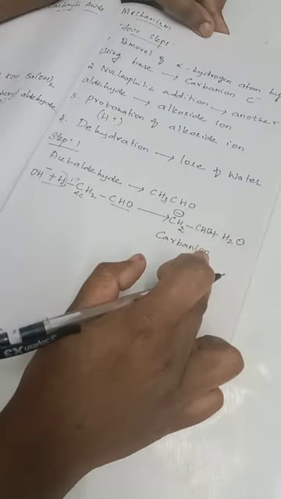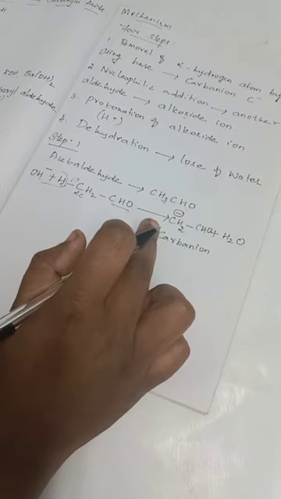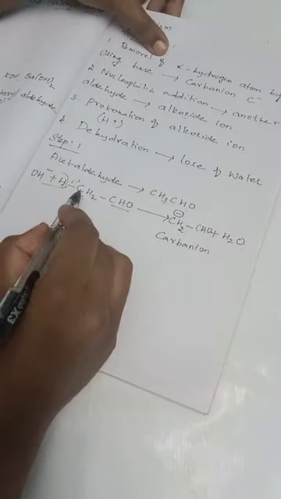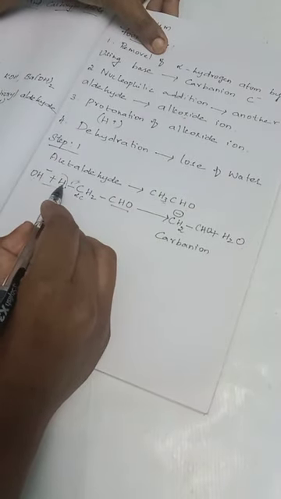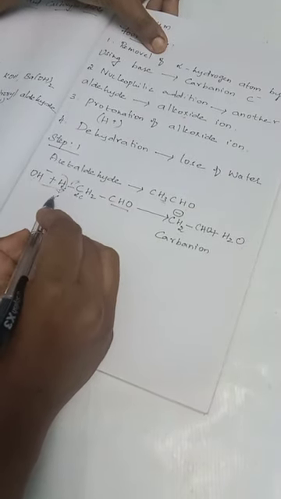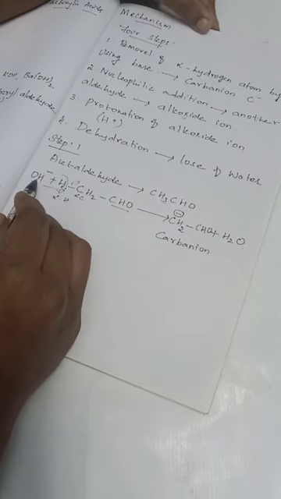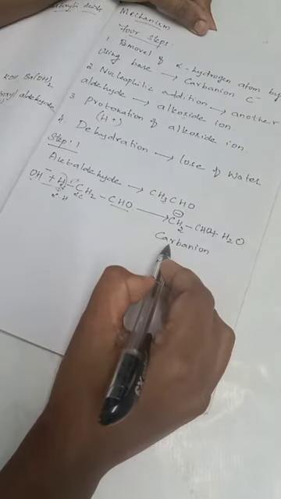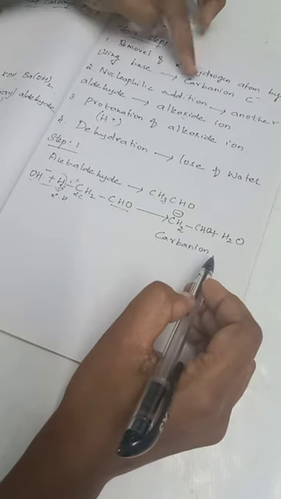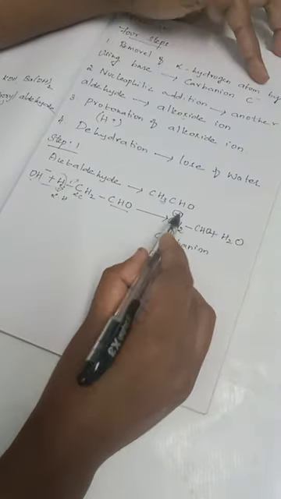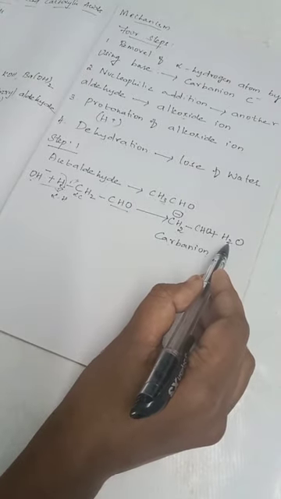So this is the first step. What is the first step? Removal of alpha hydrogen by using one base. By using one base, we will get the product as what? Carbanion. Carbanion is nothing but C minus. By eliminating which molecule? Water molecule. So the first step is over. Then next, the second step.